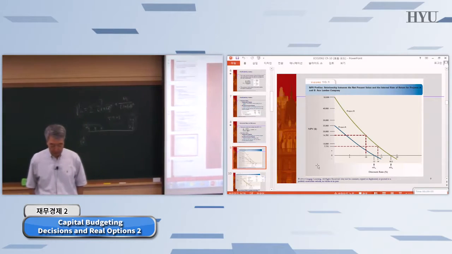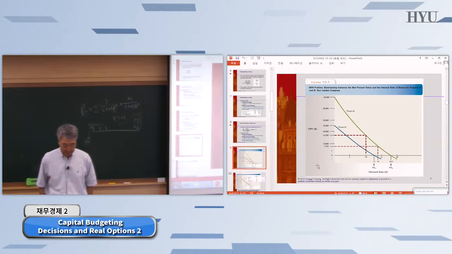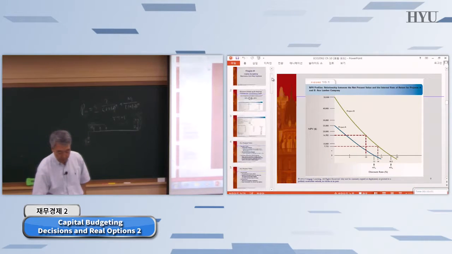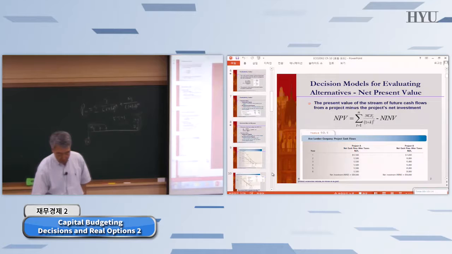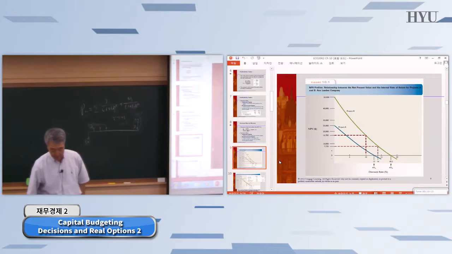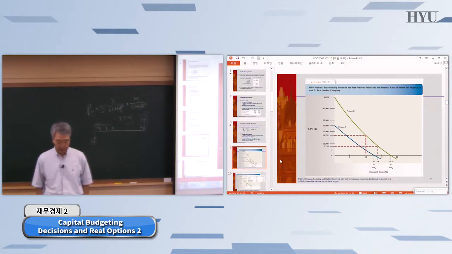So here are two projects, A and B. These are the projects that we dealt with some time ago in our textbook. We have the project A cash flow statement and the project B cash flow, right? So using these numbers, they have constructed the relationship between the net present value and the cost of capital or discount rate.